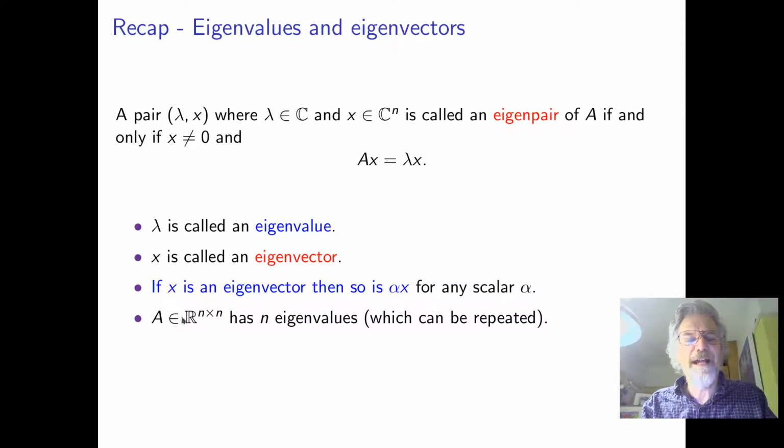This says if A is a real n by n matrix, then it has n eigenvalues, allowing for them to be complex and also possibly repeated. So you can have double roots of a quadratic, for example.